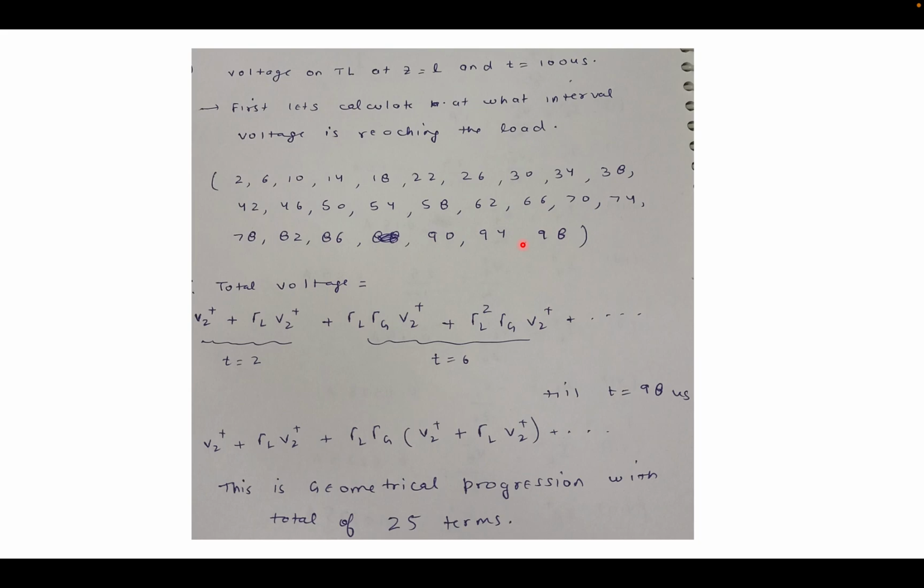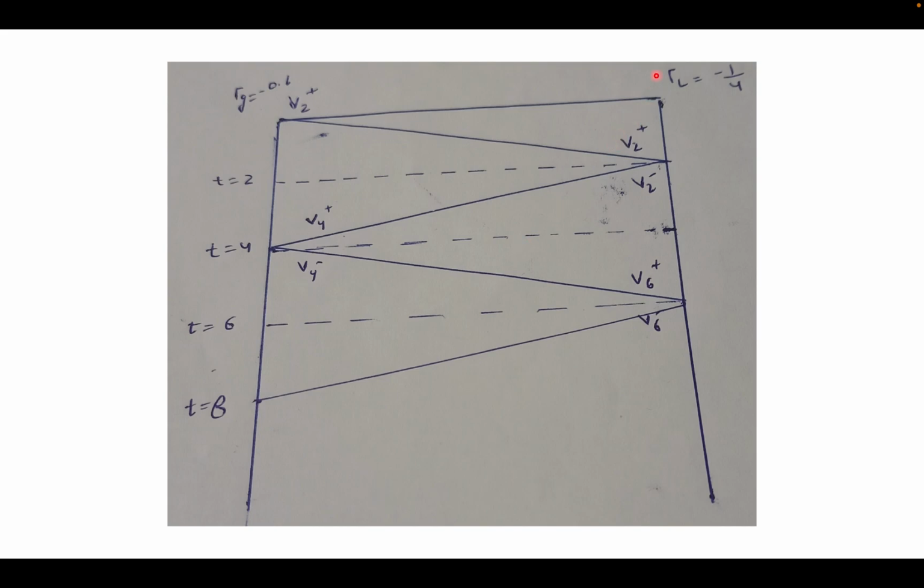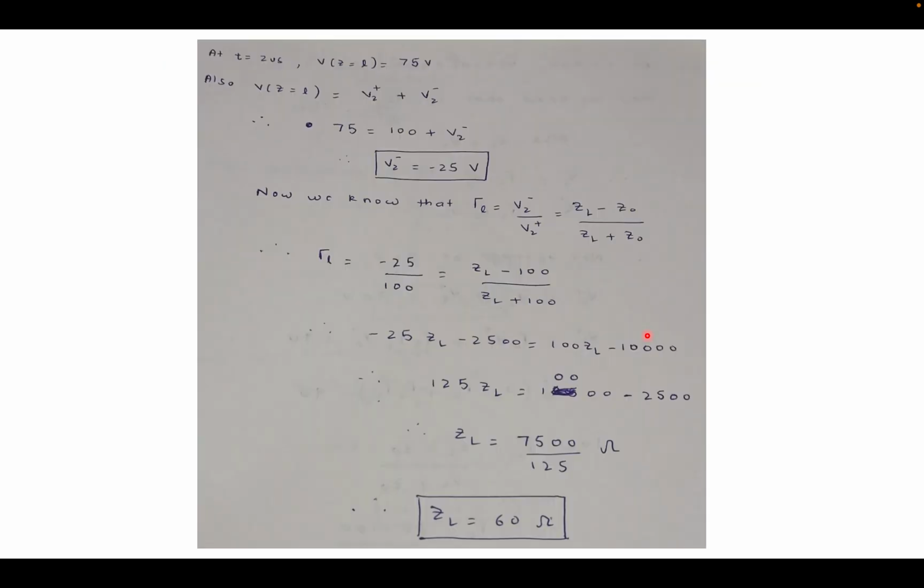Okay, so as I told you, if you need to write the net voltage, you can go from boundary to boundary. If I ask at t is equal to 2, you will say it is the sum of v2 plus and v2 minus. If I ask you at t is equal to 6, it will be the sum of v2 plus, v2 minus, v6 plus, and v6 minus, right? Similarly you can go on, and you will realize that it forms a very good geometrical progression. So let's see how.